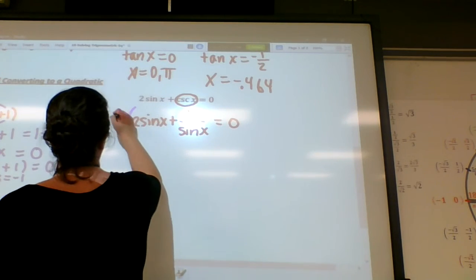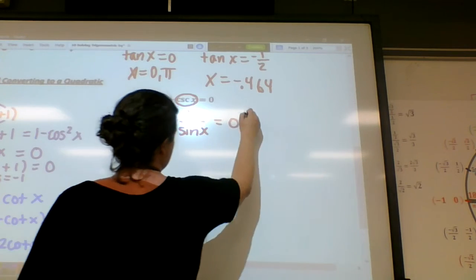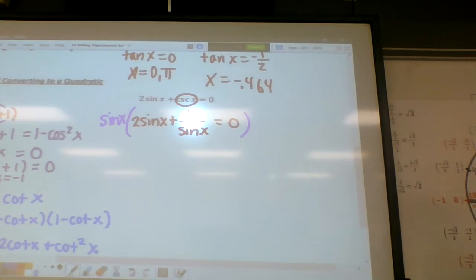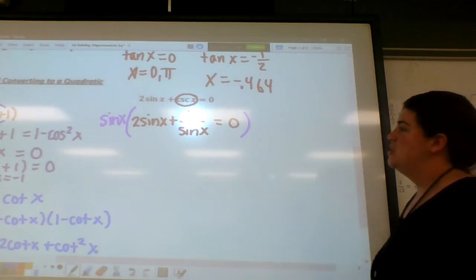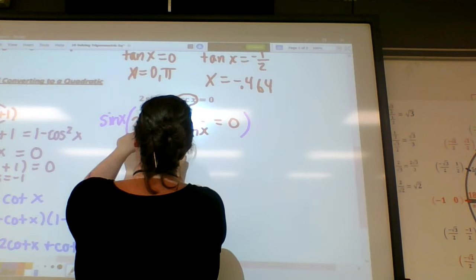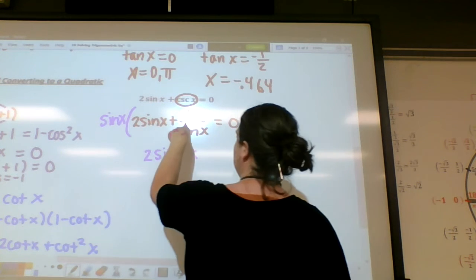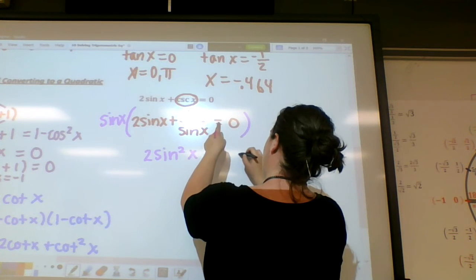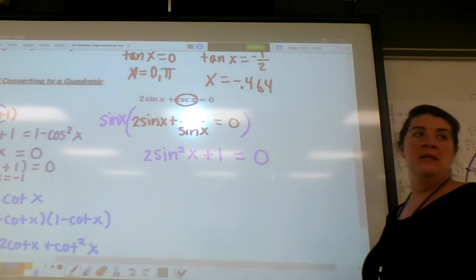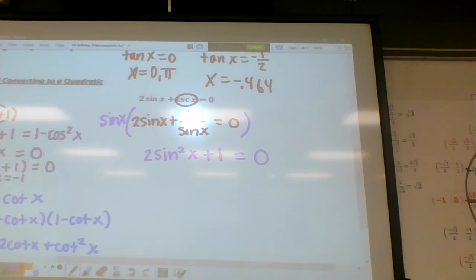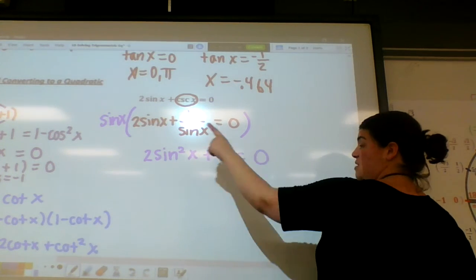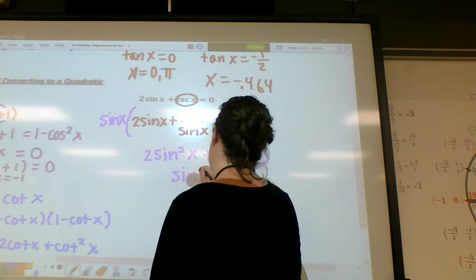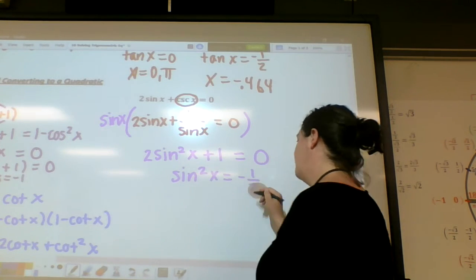Multiply everything by the sine of x. Why? Because sine of x is in the denominator. And how do you get rid of denominators? You can multiply everything, right? So sine of x times 2 sine of x is 2 sine squared of x. Sine of x times 1 over sine of x is just 1. And sine of x times 0 is just 0. So we cleared our denominators. And then this is actually something that you saw before, right? Subtract 1, divide by 2. So sine squared of x equals negative 1/2.